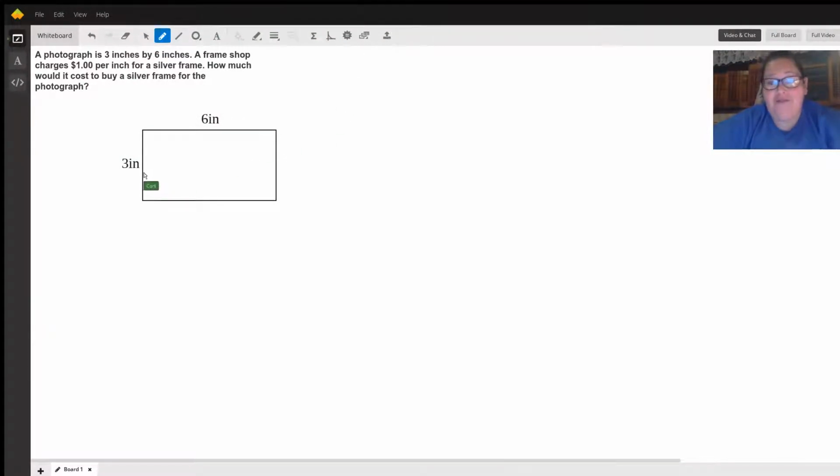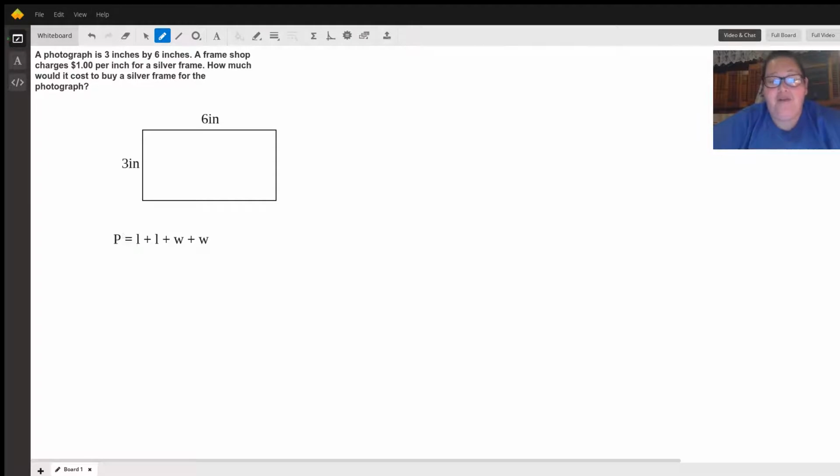So, a photograph is 3 inches by 6 inches. So, the first thing we want to know is we're talking about a frame shop that would go around the whole frame. So, we want to make sure that we're talking about the perimeter. And perimeter equals length plus width plus length plus width.